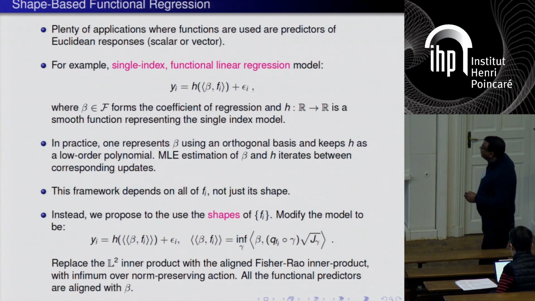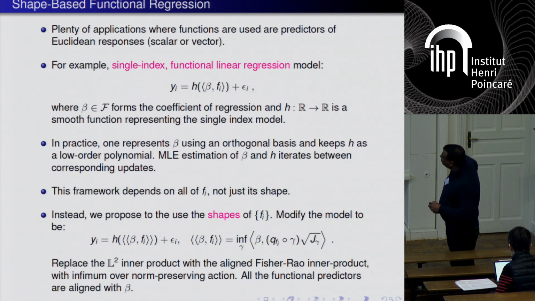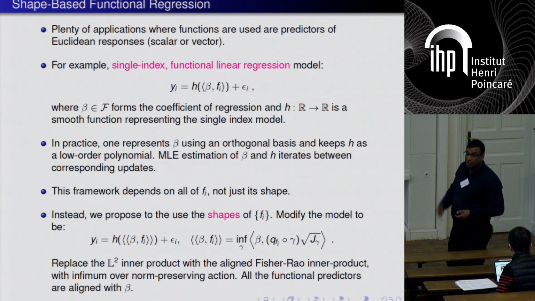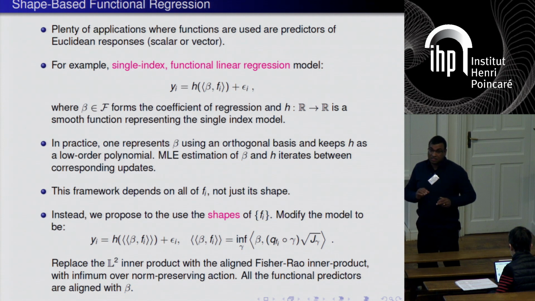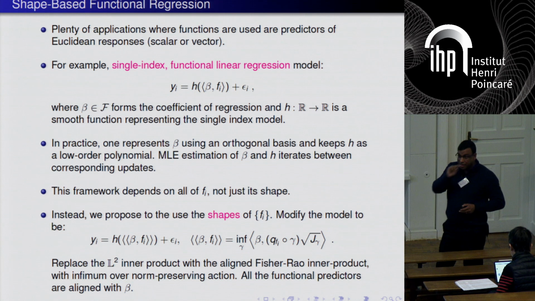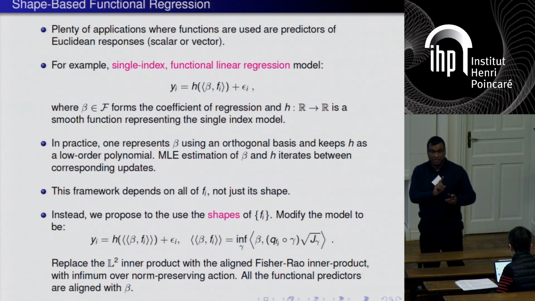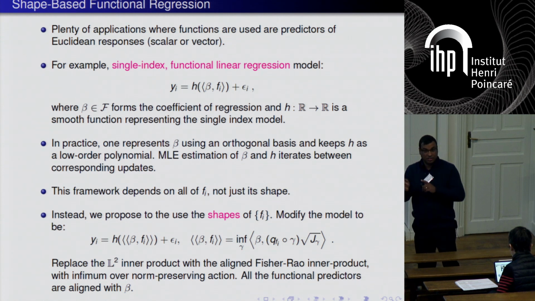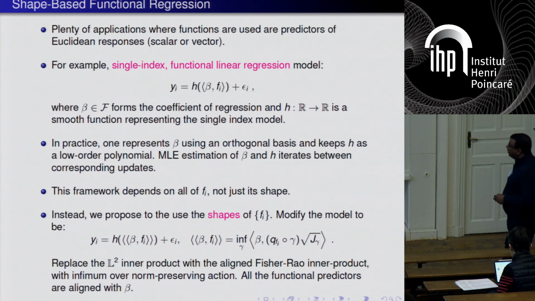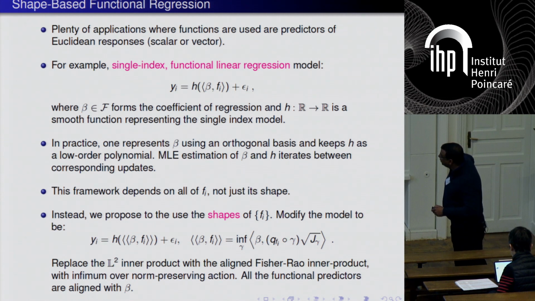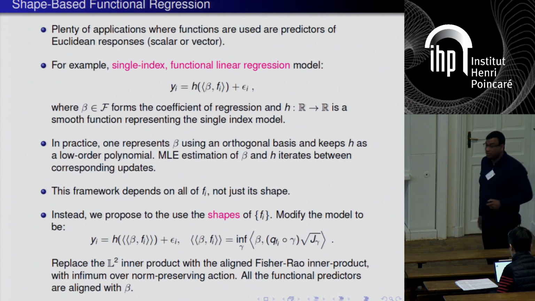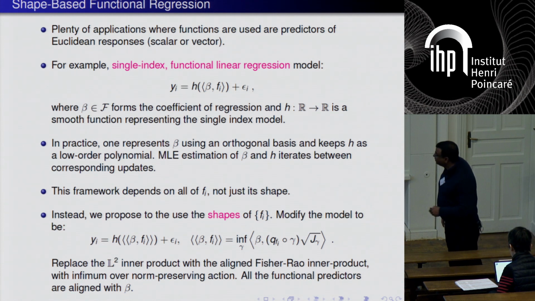Okay. But in this case, one is using the full L2 metric. Oh, sorry, it's using the full F, not the shape of F. And in many cases, in the regression problem, we are interested in using the shape of the function as a predictor, not the function itself. So in other words, the placement of peaks may not be that relevant. The heights and the number of peaks, which represent the shape, may be more relevant. And so we modify this model by taking this standard L2 inner product and performing an inner product which takes an infimum over all time warping. So you align it with the coefficient of regression and feed that into a single index model.